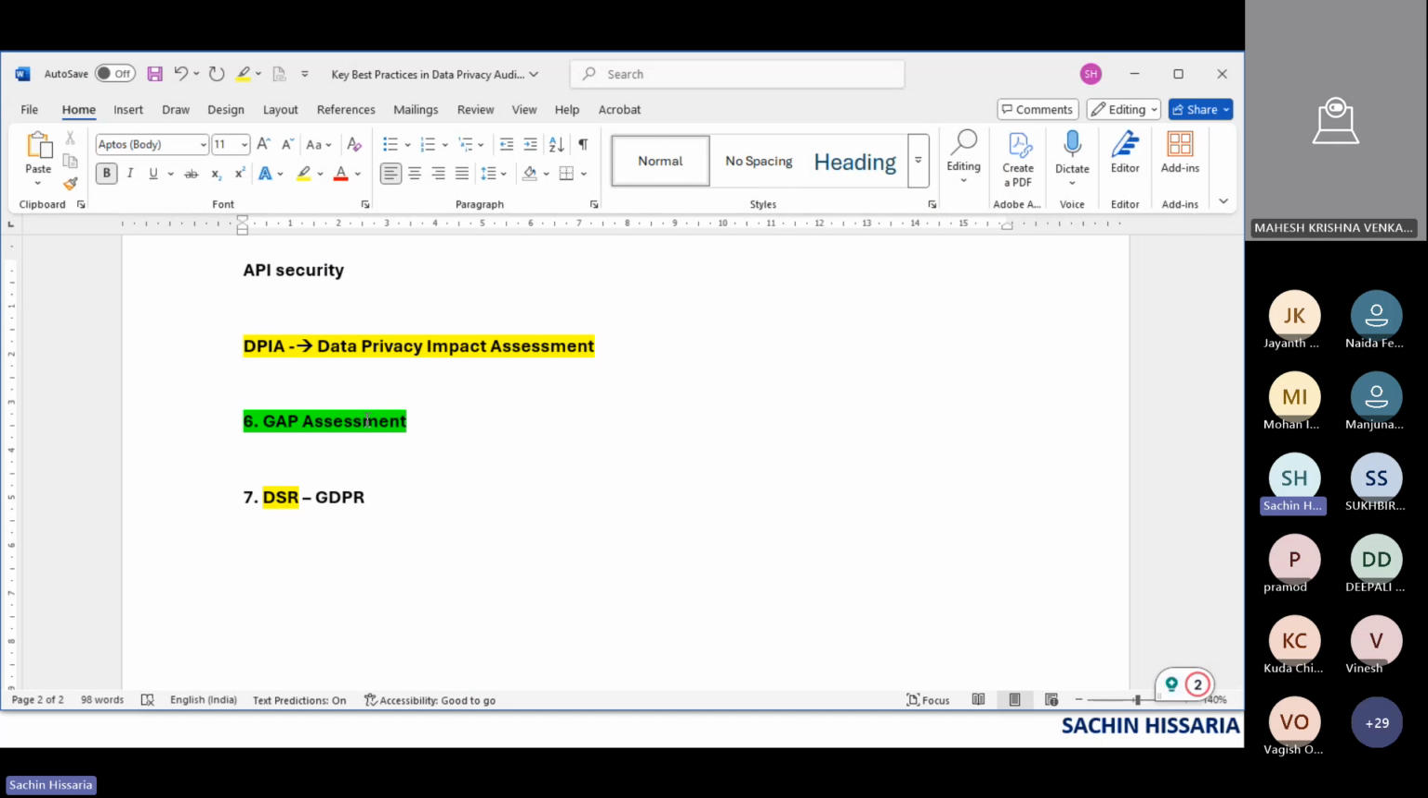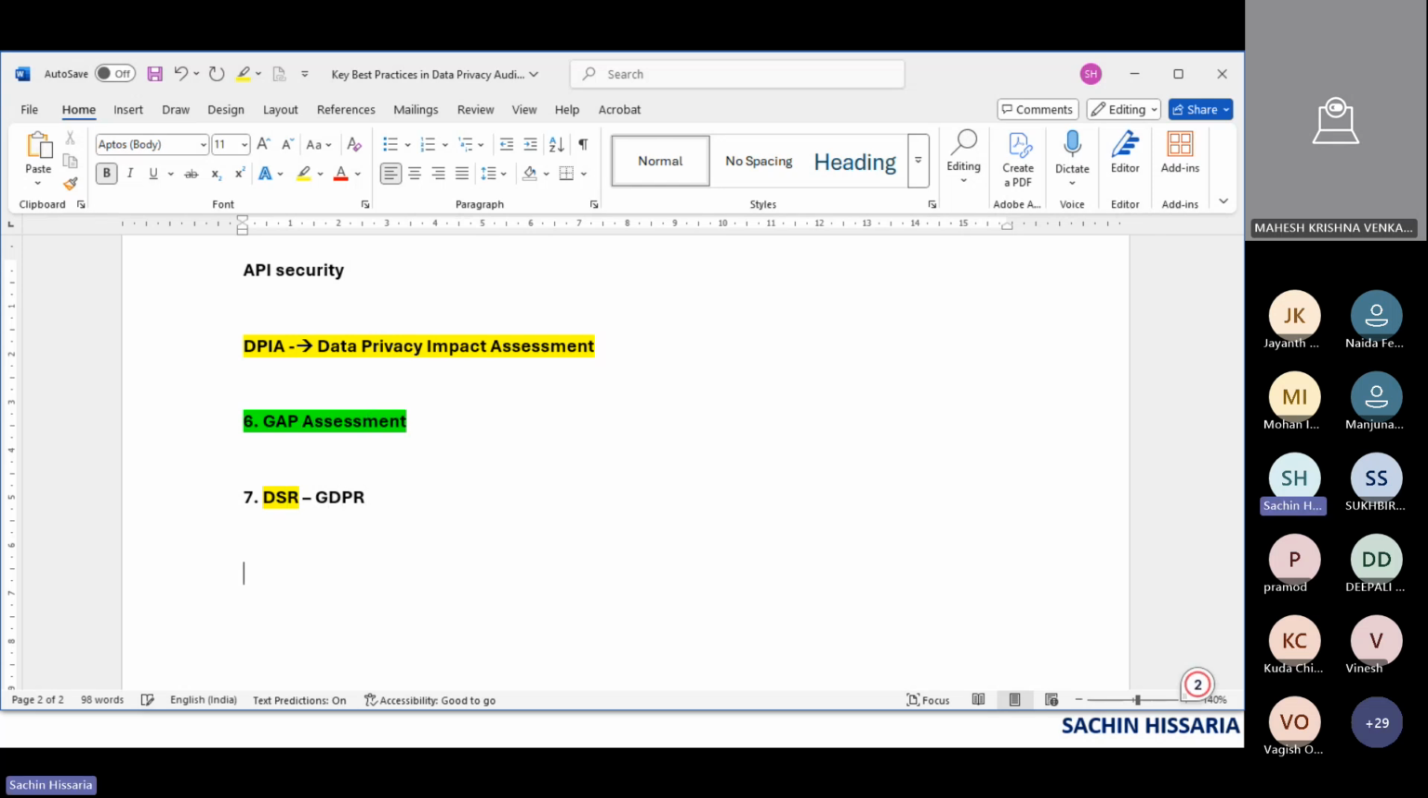So now the company also needs to implement a mechanism for how they would get a request from the data principal or data subject, and after receiving the request, how they are managing them, how they are providing them the information whatever they have asked for. So that is also very important.